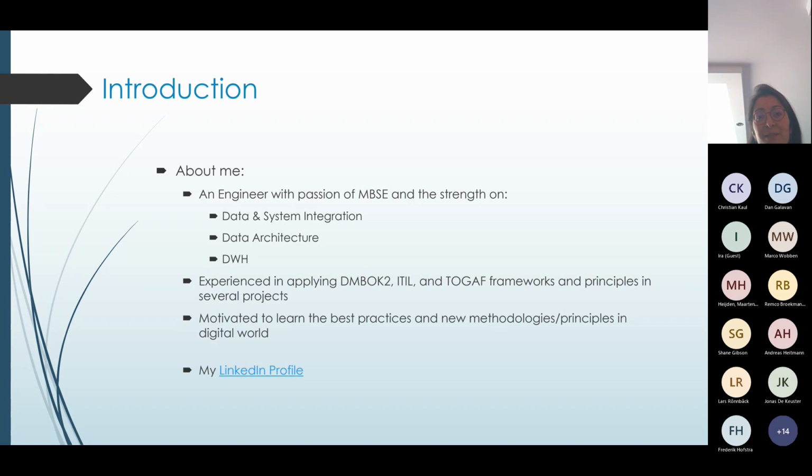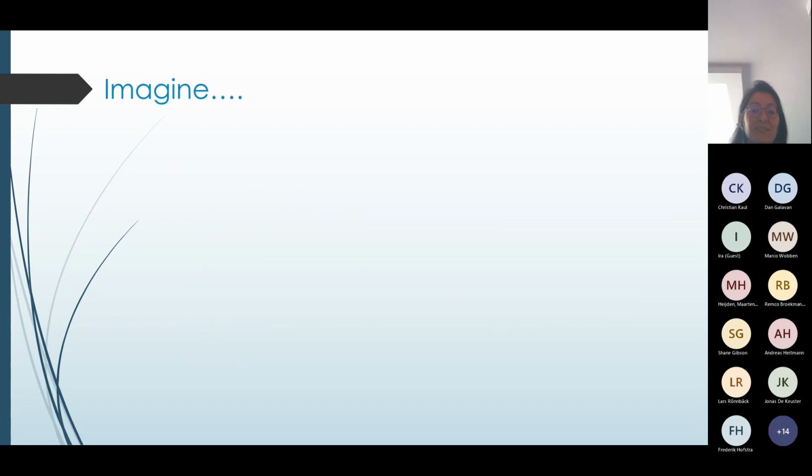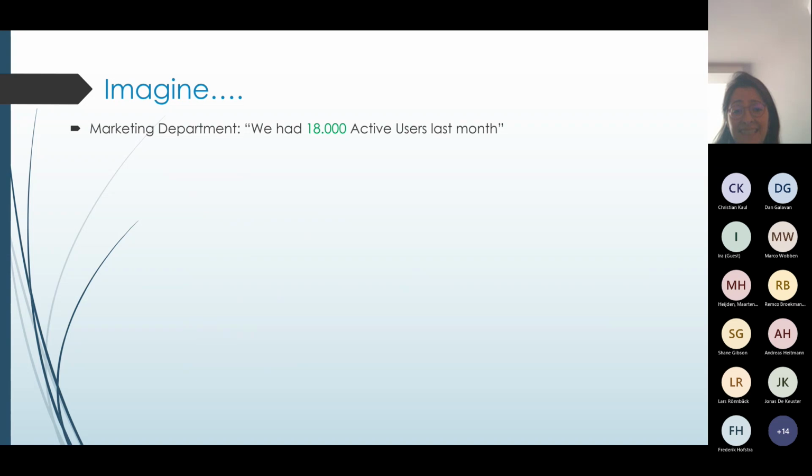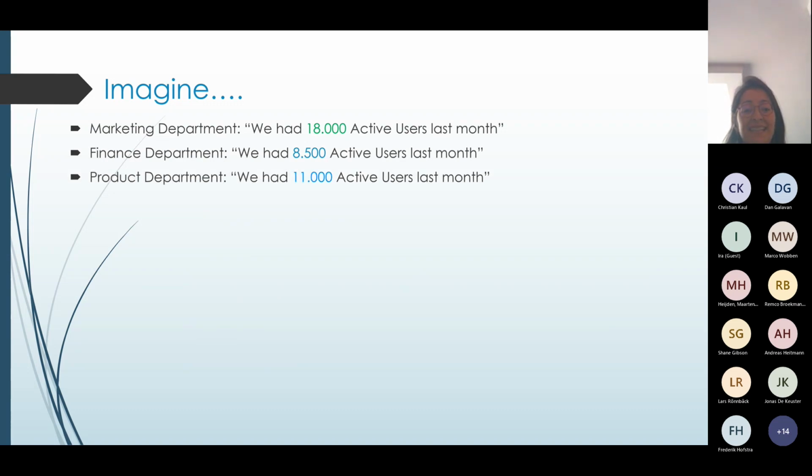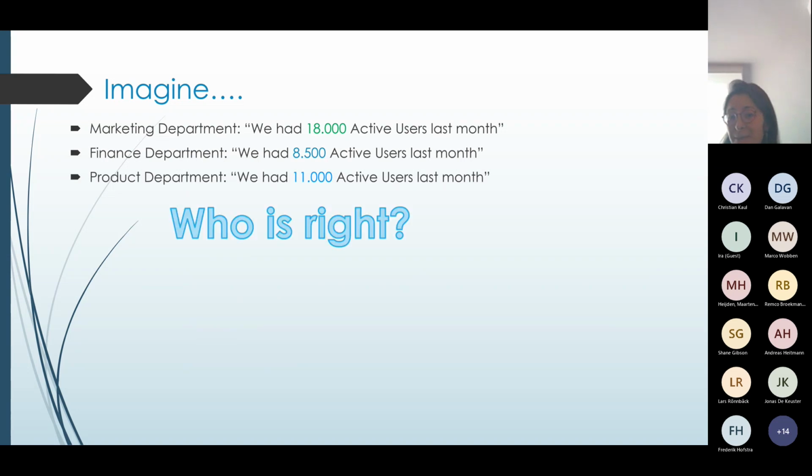Before we talk about my experiences, I would like to start with an example. Imagine that you are the CEO or a top decision maker in your company. You need a specific number for one of your metrics, let's call it active users last month, MAU, for your overcoming planning. You ask your department leads to give you the number. One department, let's call it marketing, comes with the number 18,000. The other one, finance, comes with a totally different number, 8,500. And the third one, product, comes with another different number, 11,000. Well, who is right? You ask yourself.